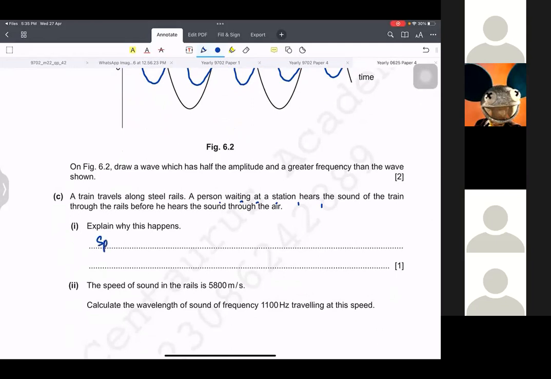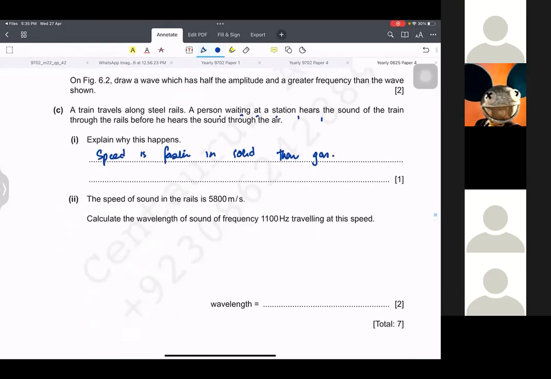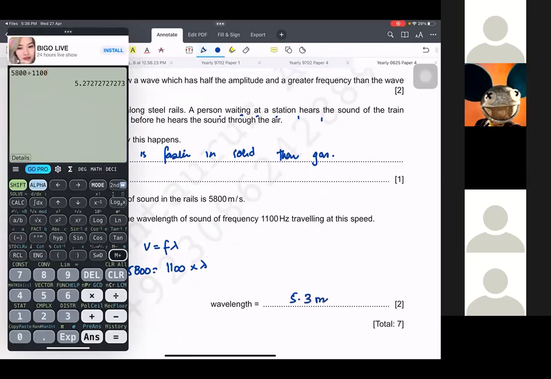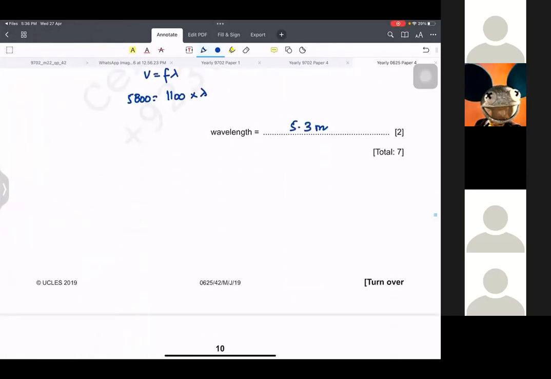Okay. Speed is faster in solids than liquids, than gas, which is air, right? So you could write that. The speed of sound in rails is this. Calculate the wavelength. V is equal to F lambda. And lambda is 5.3 meters. I think this is an easy exam.